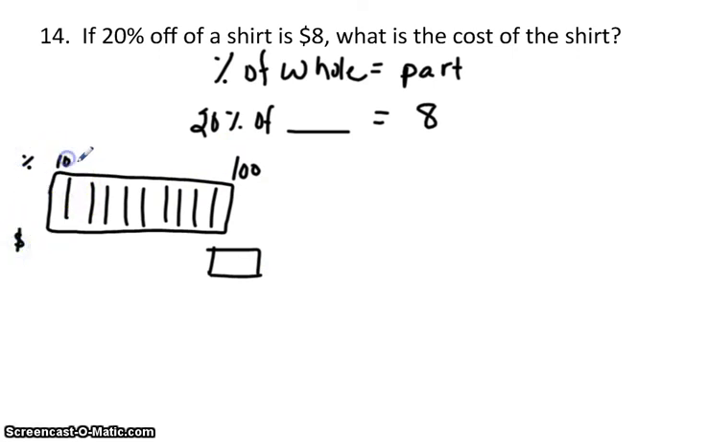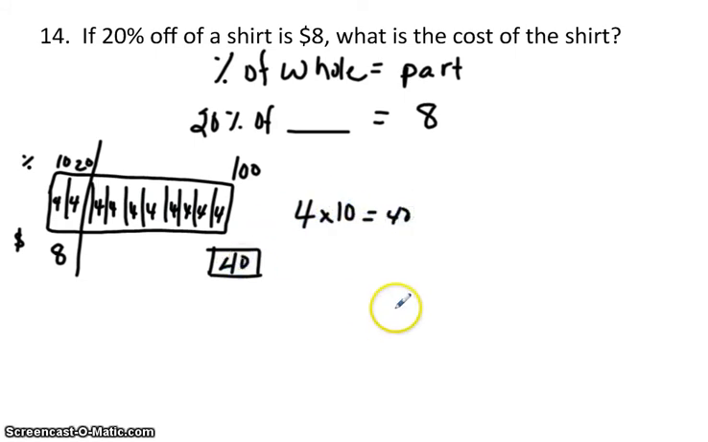I do know that 20% is $8. But 20% is 2 equal pieces, so I have to divide each piece, and that makes 4. 4 plus 4 makes 8. So each piece is worth 4. Since I have 10 equal pieces, I take 4 and multiply it by 10 to get 40. So the total shirt cost $40.